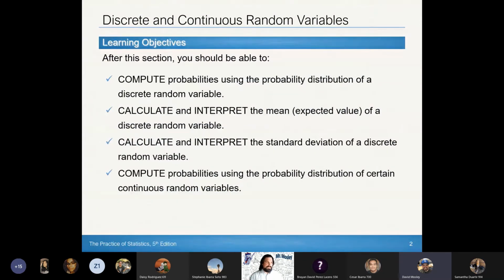In this section for this lesson, right, you should be able to, after we're done, compute probabilities using the probability distribution of a discrete random variable, calculate and interpret the mean, expected value. Those terms are interchangeable now. Mean and expected value refer to the same thing, of a discrete random variable. Calculate and interpret the standard deviation of a discrete random variable, and compute probabilities using the probability distribution of certain continuous random variables. All right, so again, we're using a lot of what we learned in the previous chapter about probability in this new chapter 6.